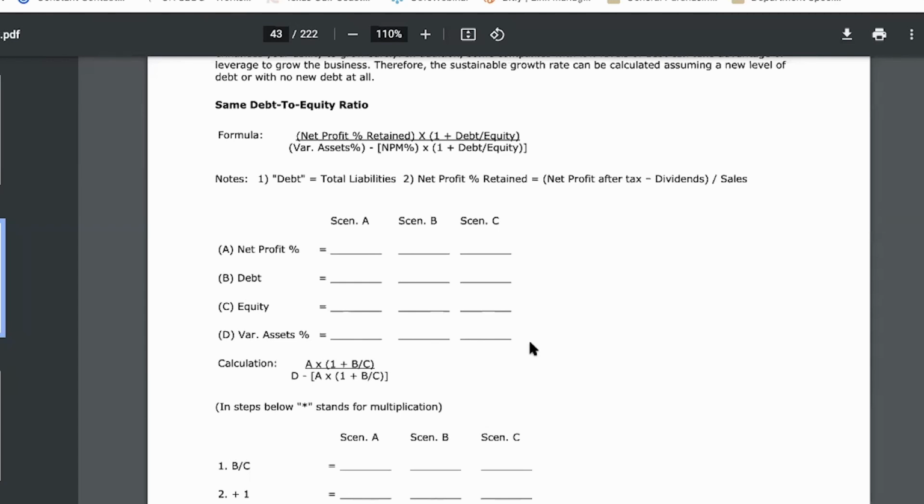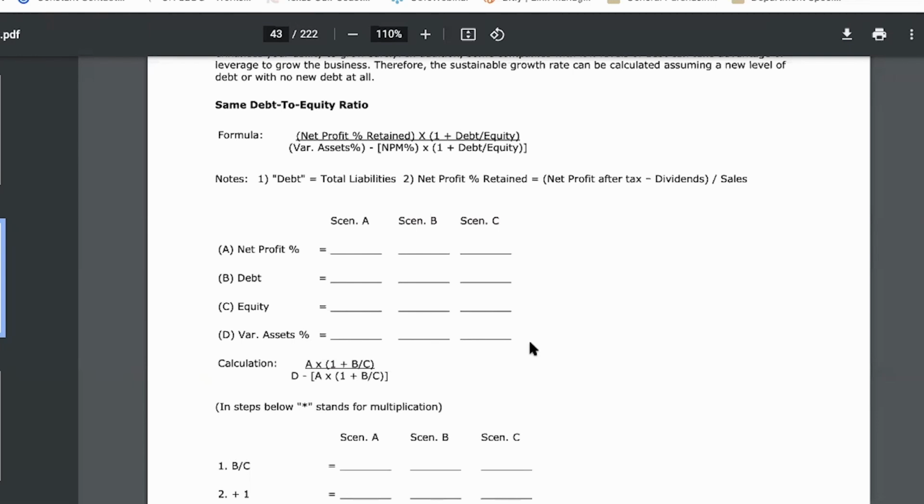We call those variable assets. Revenue goes up, we need more of these assets. So a good example of a variable asset would be inventory. As our sales go up, we need more inventory. Another example would be accounts receivable. As revenue goes up in almost every company, your receivables go up. More people owe us money as sales go up. Variable asset, okay? So every company has variable assets.